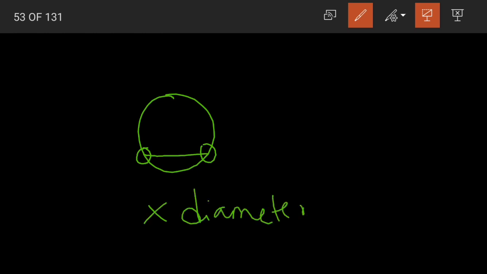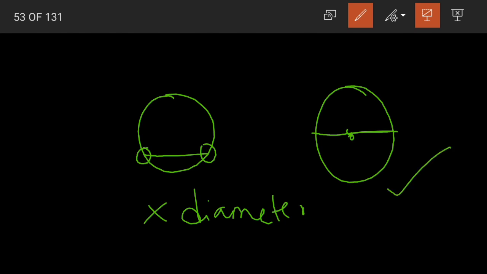Suppose I have a circle and I draw a line segment like this, whose both ends are touching the boundary. This is not a diameter. Why is it not a diameter? Because it is not passing through the center. It has to pass through the center of the circle to be a diameter. I hope this is clear.